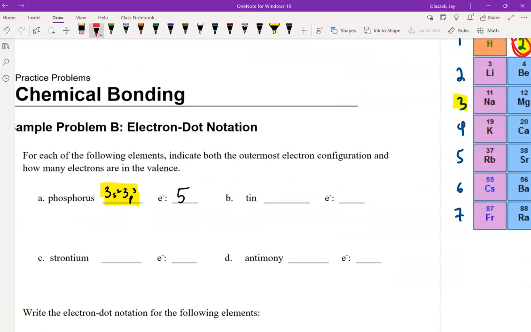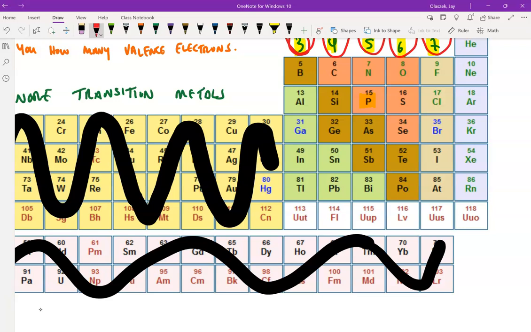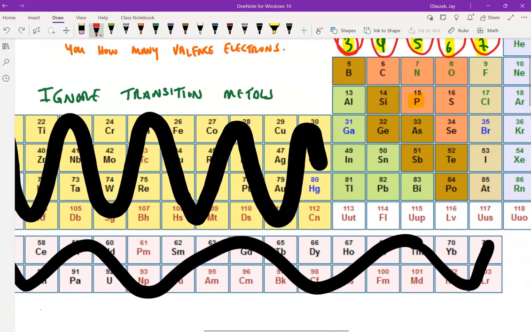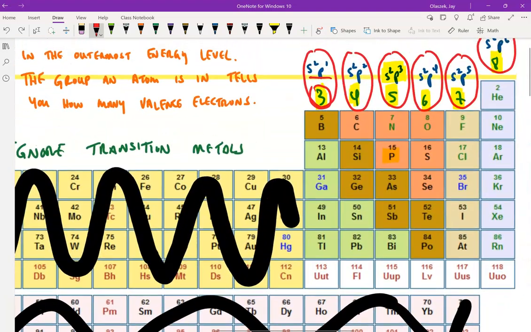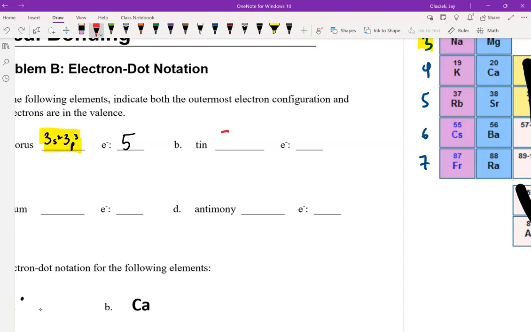It's asking how many valence electrons or outermost electron configuration is in tin. Tin is a weird element. It's got the symbol Sn, and it is in here, row 5. It has an electron configuration that ends s2p2, like carbon and silicon and germanium. So because it's in row 5 and it ends s2p2, it is 5s2, 5p2. That adds up to 4 electrons.